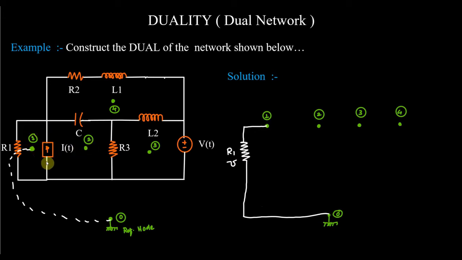This 1 and 2 is the mutual element. So first we will write all the self elements. So you can see that this 1 and 2 represents the current source. So it is between 1 and 2 because this is mutual to the first and second mesh. And the dual element of a current source is represented by the voltage source.